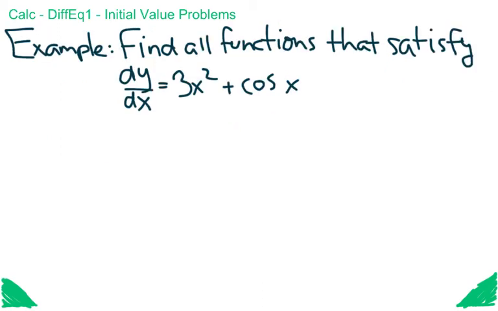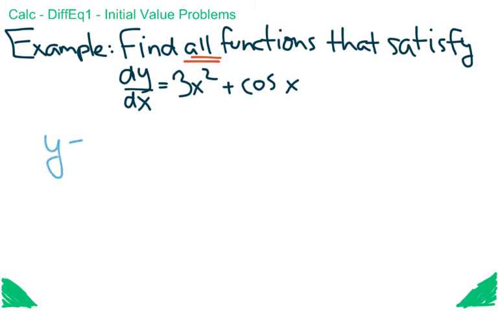I have two examples for you. The first one's pretty quick. The goal is to find all functions that satisfy dy dx equals 3x squared plus cosine x. So the bummer about this example is it's not really an initial value problem because it doesn't give us an initial value. It says find all functions. So it was kind of like we were doing 2 slides ago. We just want to find any and all functions that satisfy this. So we're just really working backwards. So we're thinking about, okay, what is the antiderivative of 3x squared?